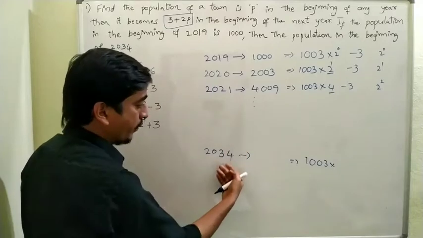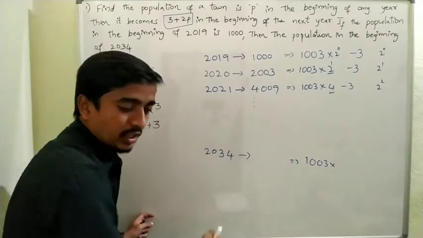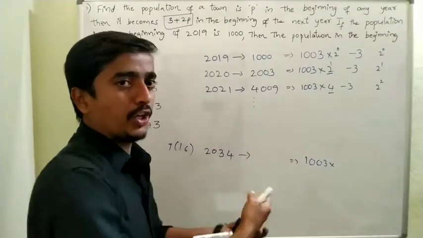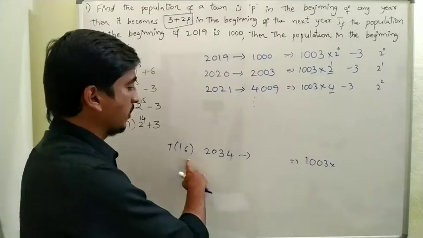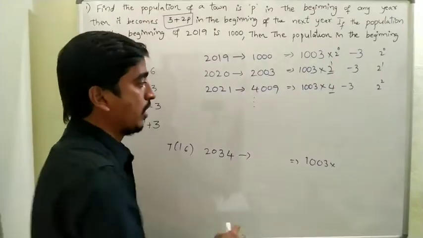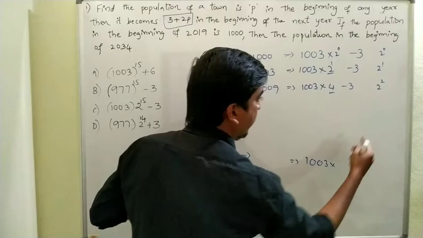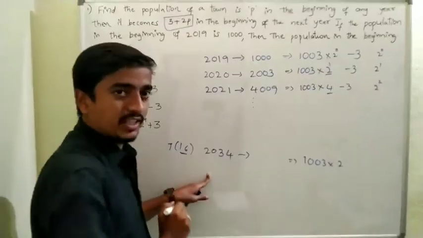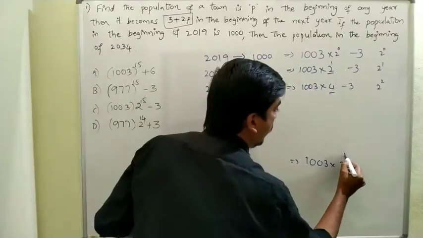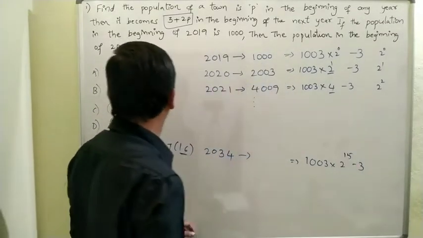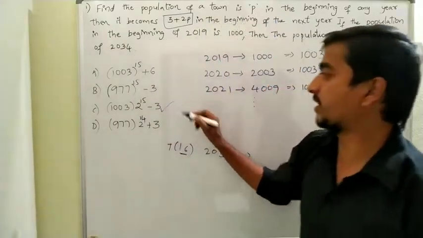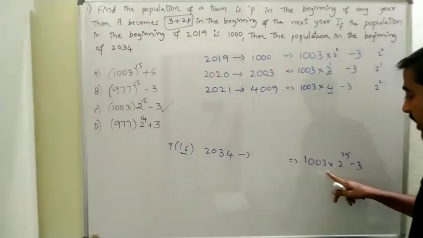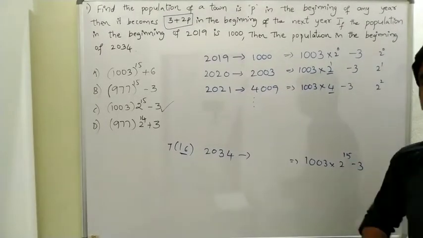Then what is the term number when we come to 2034? 2034 is the 16th term. If you count, 21, 22, 23, 24, 25, here we get that the 16th term is 2034. So by continuing this, we can write 2 power n minus 1. What is n here? n is 16. 16 minus 1 is 15, minus 3. So if you see the options, option C is correct. The population in the year 2034 is 1003 into 2 power 15 minus 3.